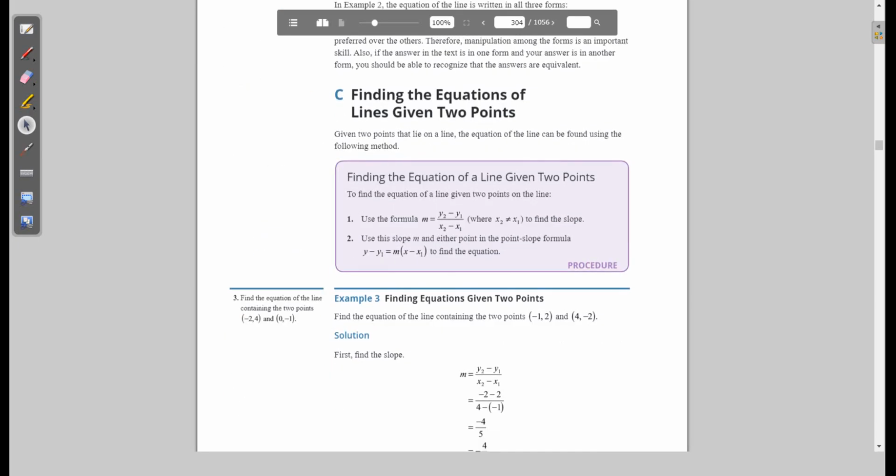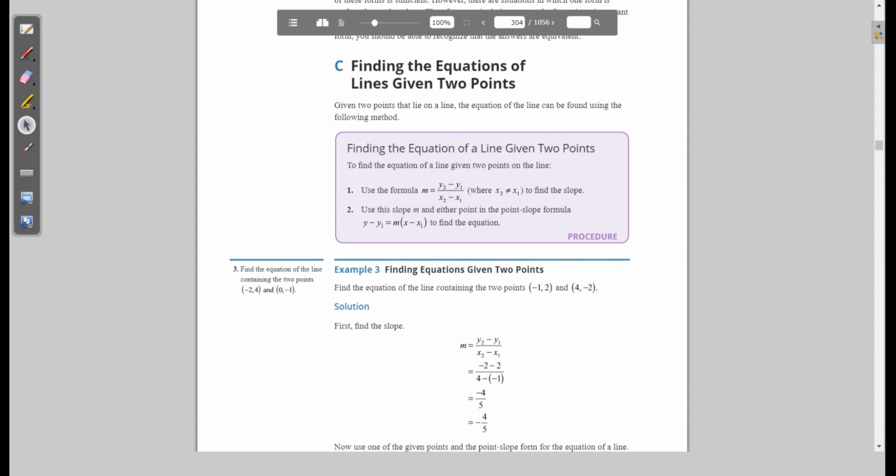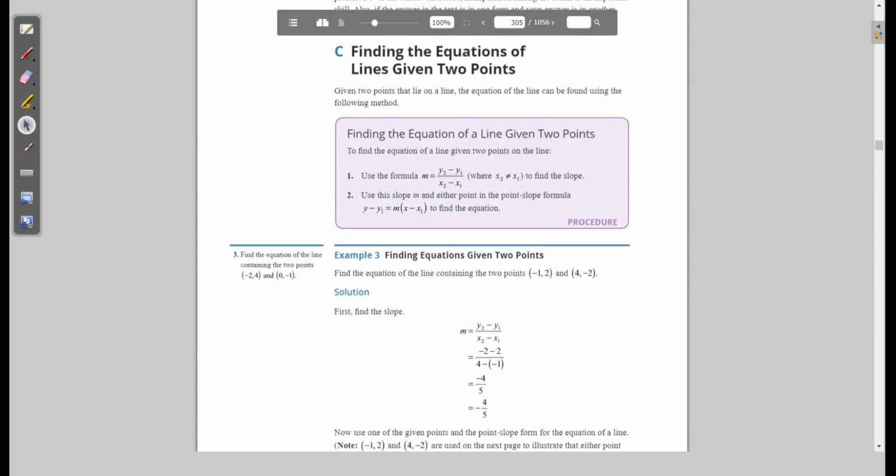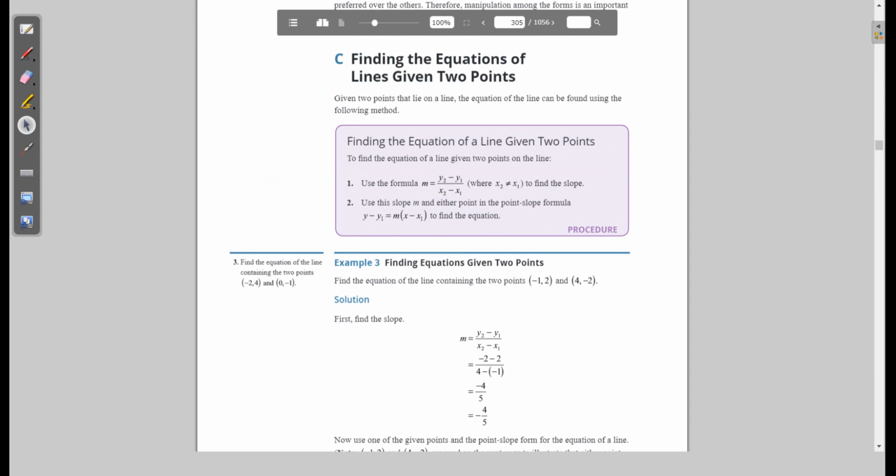Okay, so finding the equations of lines given 2 points. So now we're going to have to think a little bit about our problems here. We're not just given a problem to solve. So what do I mean by that? Given 2 points that lie on the line, the equation of a line can be found by using the following method. We can find the equation of a line by first finding the slope between these two points, and then using the point-slope form. That's pretty easy, right? So let's go ahead and do that.